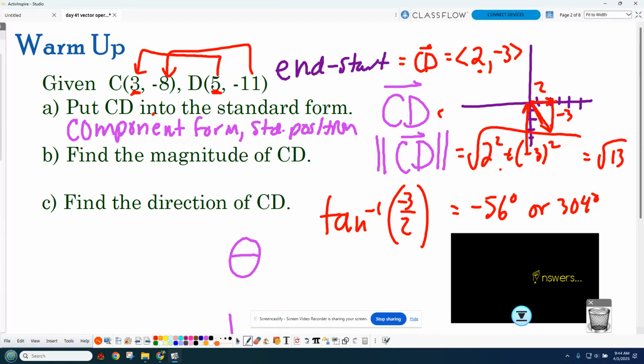But you gotta look. Did I really want the negative 56? It is, yes, that is the direction I want. However, Dante, what would I have to do if it was vector negative 2, positive 3? Tan inverse is going to give me the same answer. It's not going to be positive 56.